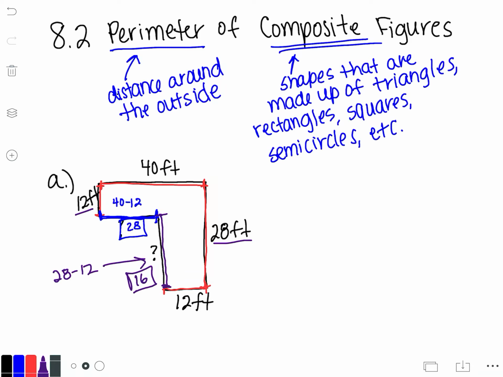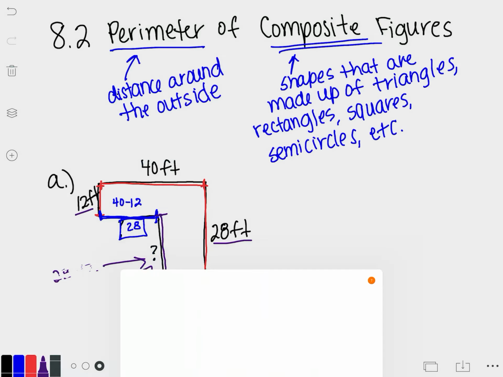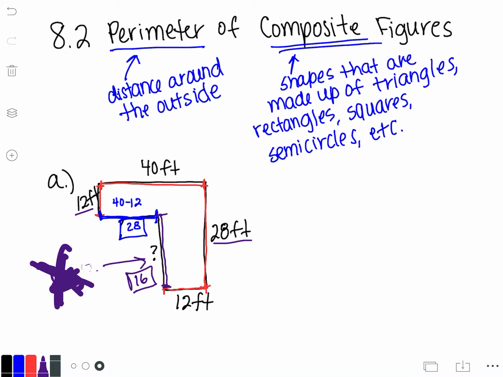So let me try erasing the extra information here. See if that helps us. So our side lengths on top, 40, 28, 12, 16. I'm erasing this. Oh no. Just so you guys know the frustrations that you have at home, your teachers are also experiencing. Okay, we're going to ignore that. Just leave that big old purple X there. Okay.